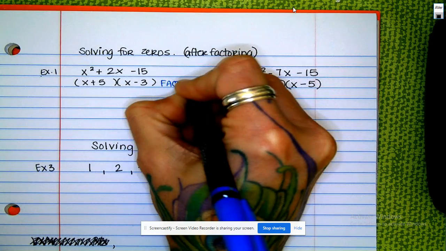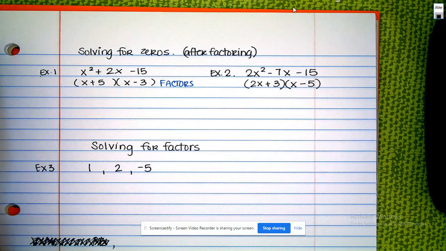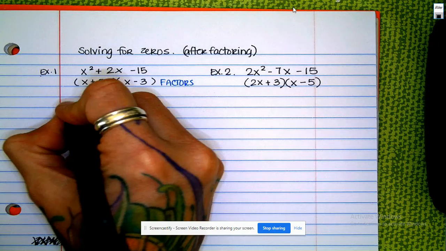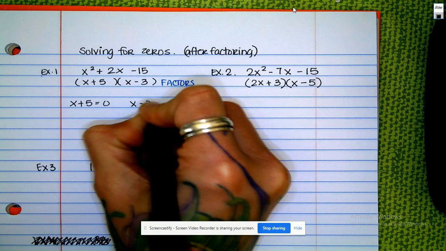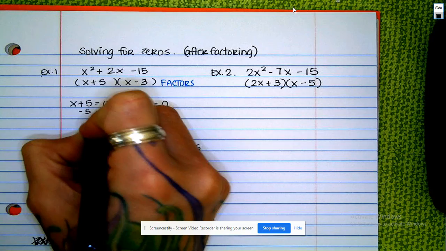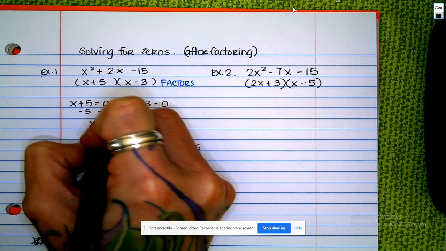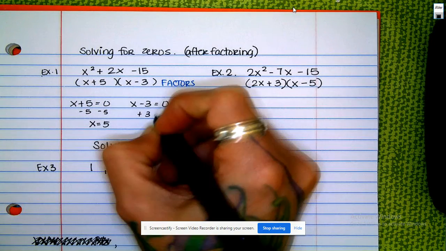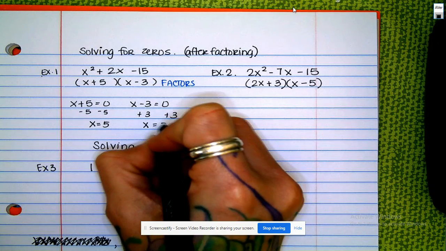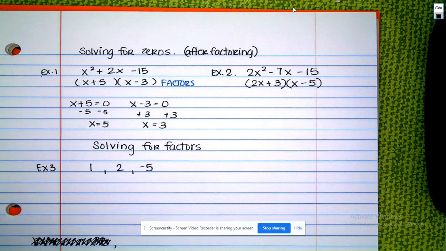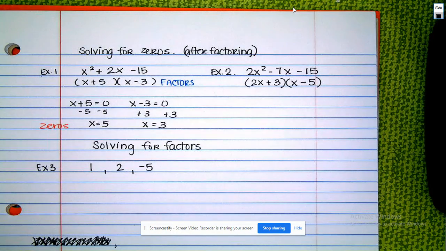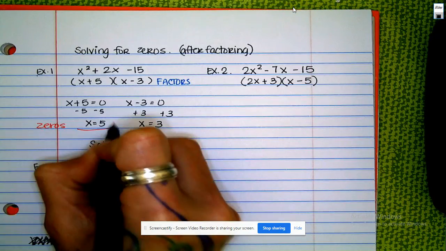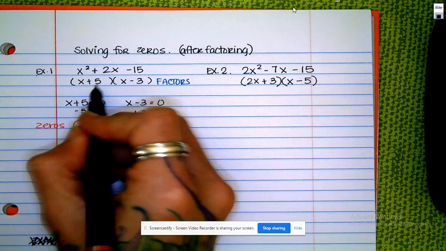So these are factors, and then to find the zeros, solutions, or x-intercepts, you take the two factors and set them equal to 0, and then solve. So minus 5, minus 5, so x equals 5. Add 3, add 3, x equals 3. And so these are your zeros, or solutions, roots, x-intercepts. So these are the zeros when given the factors.